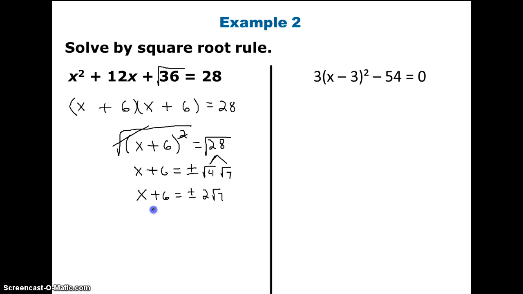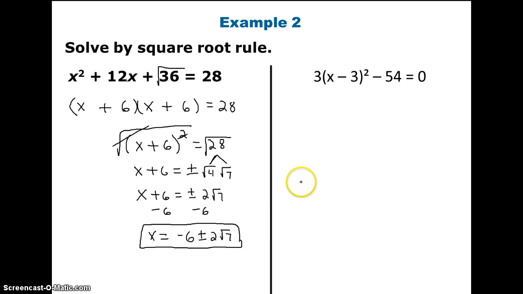We want x by itself, so we subtract 6 from both sides. Cancels. So x equals, these terms are not like terms because 2 has a radical, 6 doesn't have a radical. And they must have the same radical in order to combine. But since they're not the same, we write the one with no radical first. Negative 6 plus or minus 2 square root of 7. So this is the radical form. It's okay to have the radical. You don't have to turn it into a decimal. So those are your two roots, zeros or solutions.